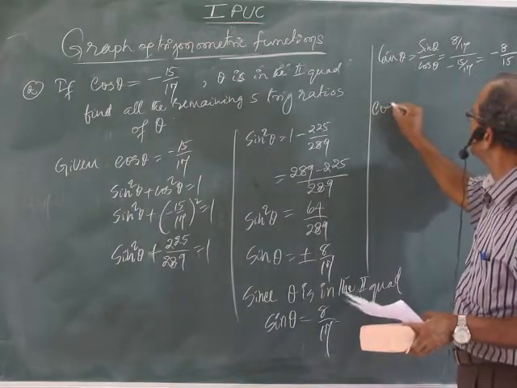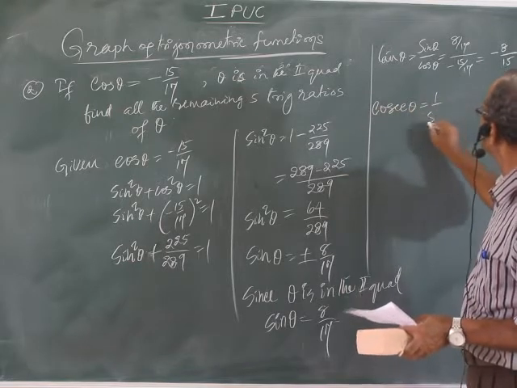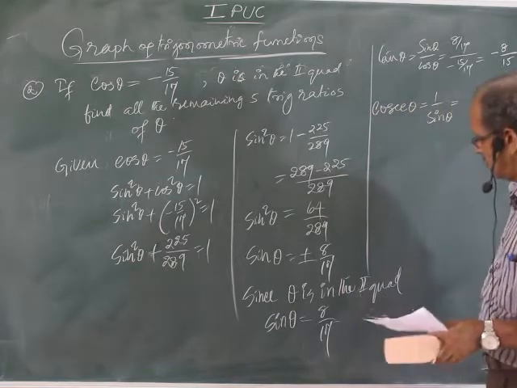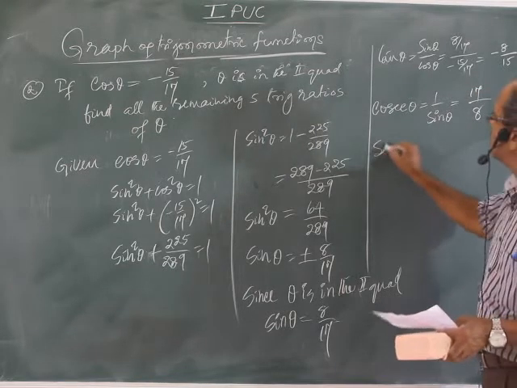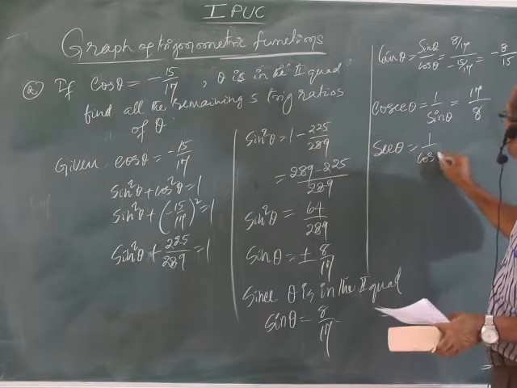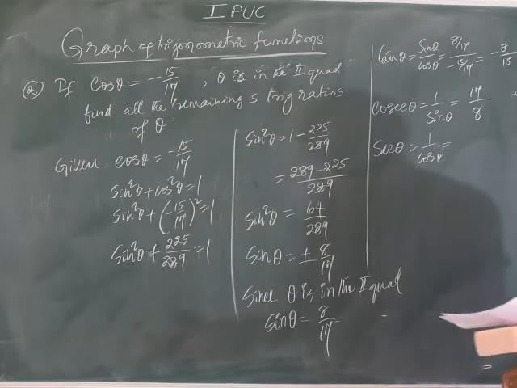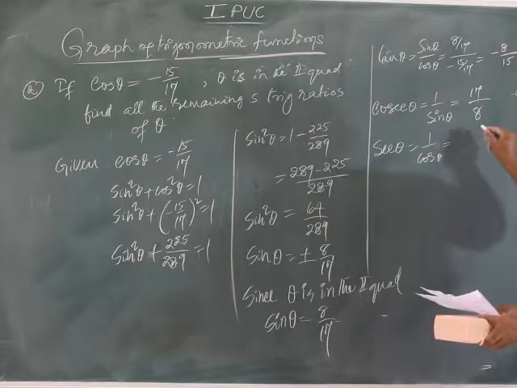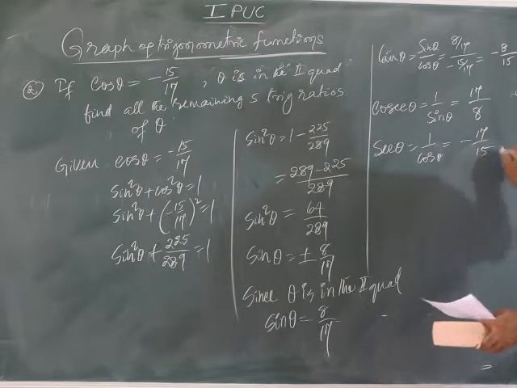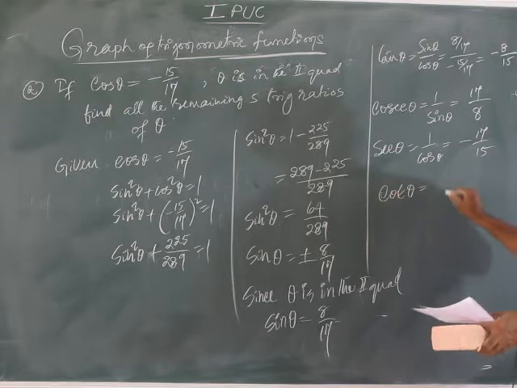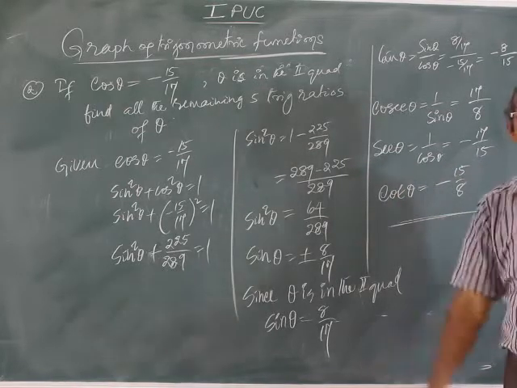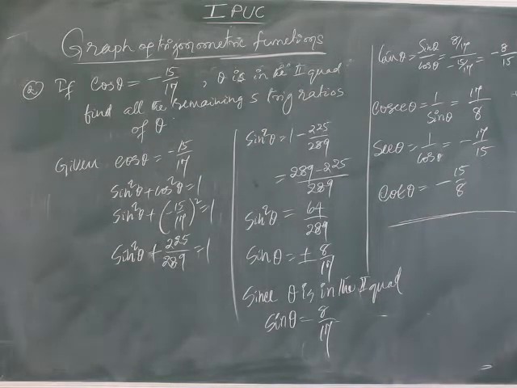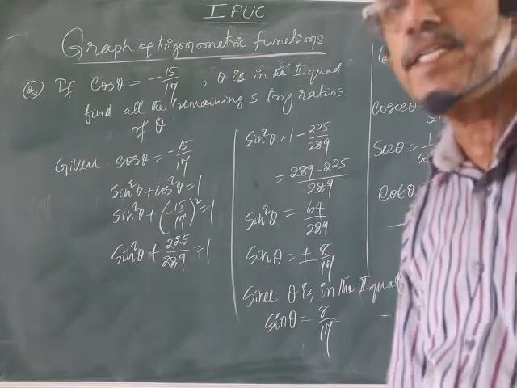Next, cosecant theta is 1 by sin theta, the reciprocal of sin, 17 by 8. Secant theta is 1 by cos theta, the reciprocal of cos, minus 17 by 15. Cot theta is the reciprocal of tan, minus 15 by 8. Over. So, first quadrant over, second quadrant over. Third and fourth, let us continue.